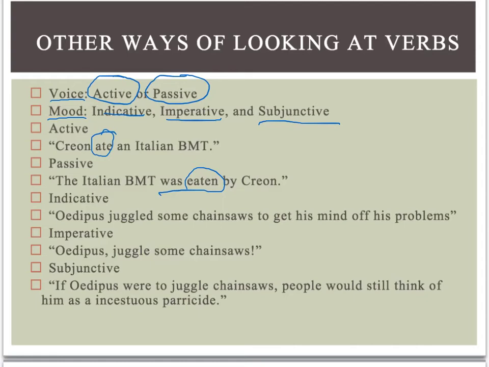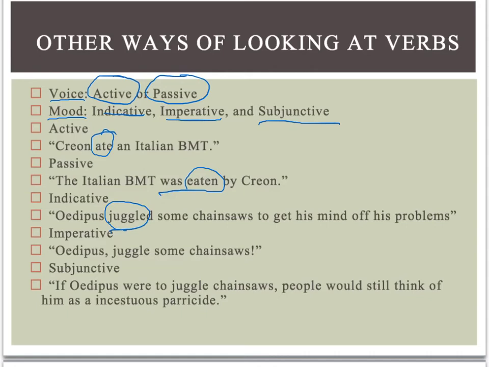So in this sentence, Oedipus juggled some chainsaws to get his mind off his problems. We've got Oedipus and he's doing some juggling. We're using the indicative because we're just indicating that that action took place. Notice that it's an active verb that's in the simple past and it's singular because there's one Oedipus. He's got a lot on his mind, so he juggled some chainsaws.